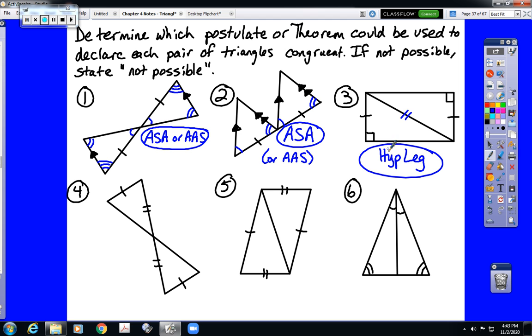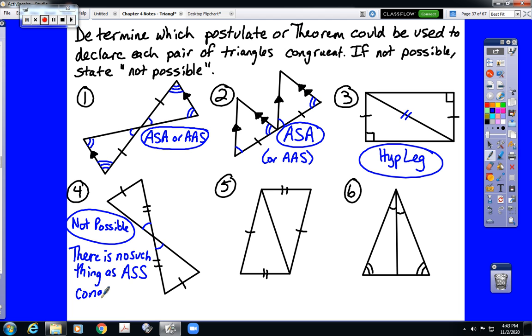On number 4, the only thing we can add to the picture is a set of vertical angles, and unfortunately that is not enough information for us to complete the problem because that is not side angle side. That would be side side angle or angle side side, and that is not an acceptable reason. That does not guarantee triangle congruence. So that's a not possible.